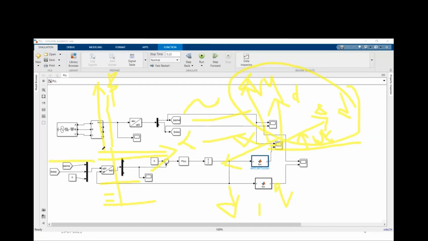Whereas in alpha beta, the beta axis will always be on this straight line. It is not going to move. Similarly, alpha will always be here. But their magnitudes with respect to time are going to change. Whereas in the DQ reference, the D and Q magnitudes are not going to vary. That means the magnitudes are constant. But they are going to rotate with respect to omega t.